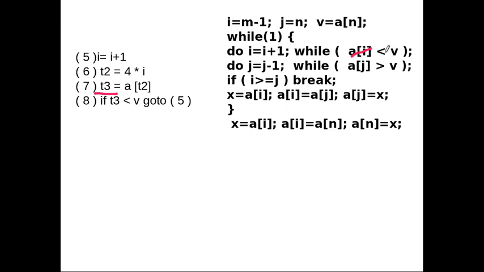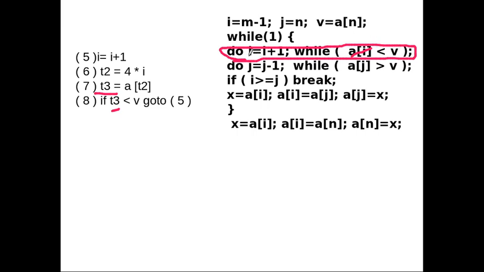That condition may be true or false, that's why I am using the if conditional statement. Where I am storing the A of I value, temporary variable 3, good. So if T3 is less than V, now observe. What is the meaning of this entire statement? If this condition is true, then execute the do part. That is the meaning of it.